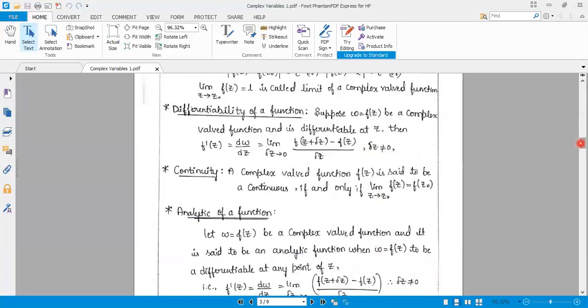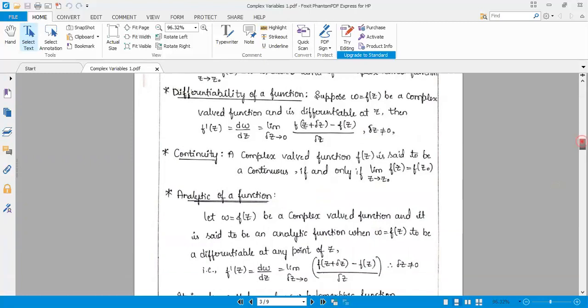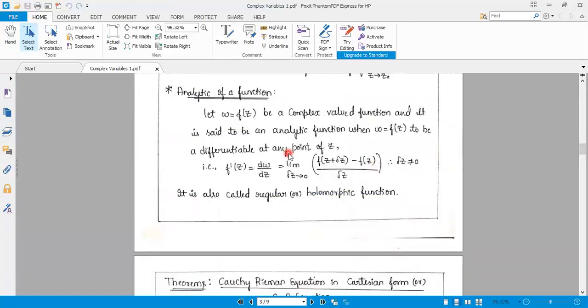Now let us move on to an important function, what is called an analytic function. The function is said to be analytic if it is differentiable at that point. That means a complex valued function is said to be analytic if its derivative exists. That is, f dash z equals the limit as delta z tends to 0 of f of z plus delta z minus f of z divided by delta z, where delta z is not equal to 0. An analytic function is also called a regular or holomorphic function.